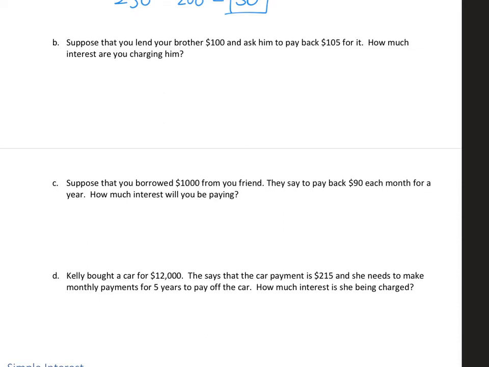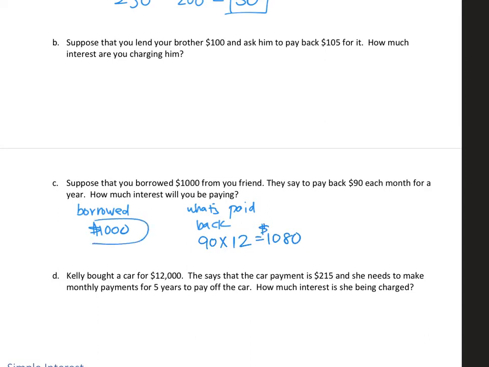So, okay, what's borrowed is 1,000. So I have to calculate how much is paid. What's paid back is, well, it says you're paying back 90 each month for a year. So I feel like, okay, isn't it just 90 times 12 because there are 12 months in a year. So that will be $1,080, right? So I borrowed 1,000. I ended up paying back 1,080 because it was 90 per month for a year. So 90 times 12. So my answer is 1,080 minus 1,000. So $80 was the interest.